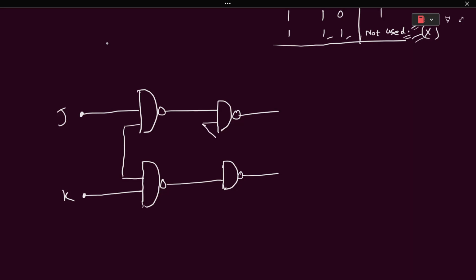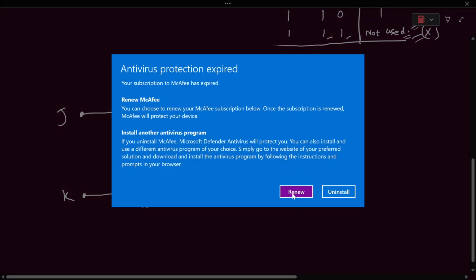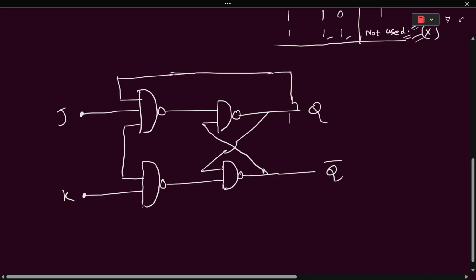Let's put these things here first. So this is Q and this is Q complement. Sorry for the interruption. There is some antivirus issue.